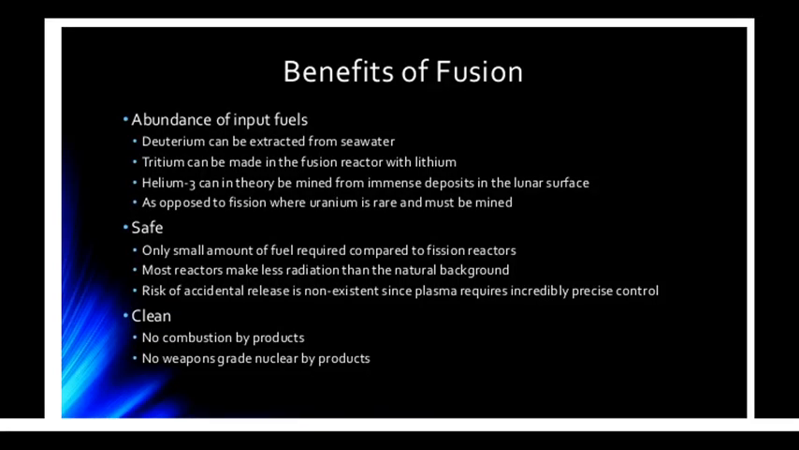Now, what are the advantages of this fusion process? First one, we had already discussed the abundance of input fuels. The input fuels used are deuterium and tritium, in which deuterium is easily available from seawater and tritium can be made available by bombarding lithium with a neutron, which can be made in the fusion reactor itself. So the abundance of input fuels is a main advantage of the nuclear fusion process.